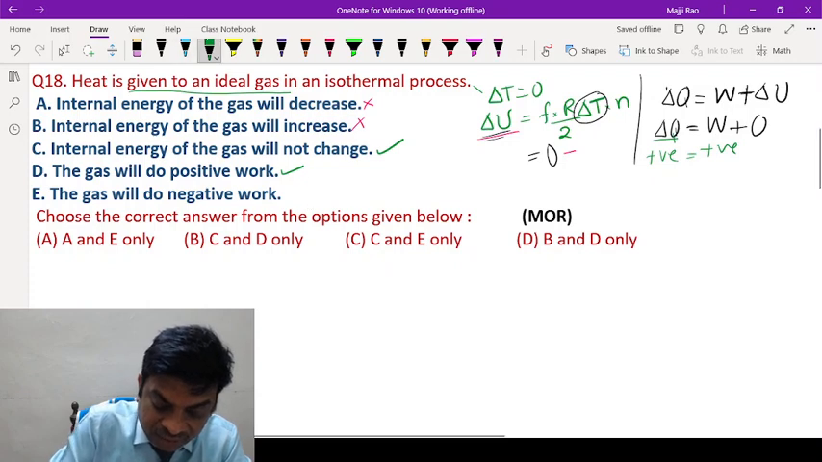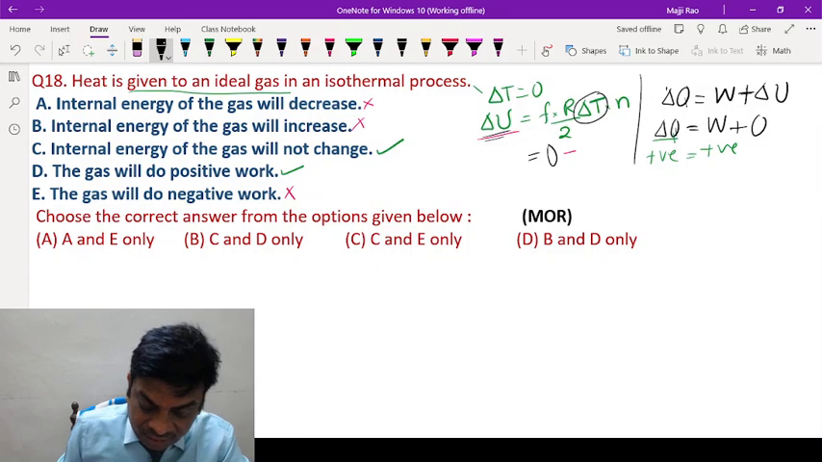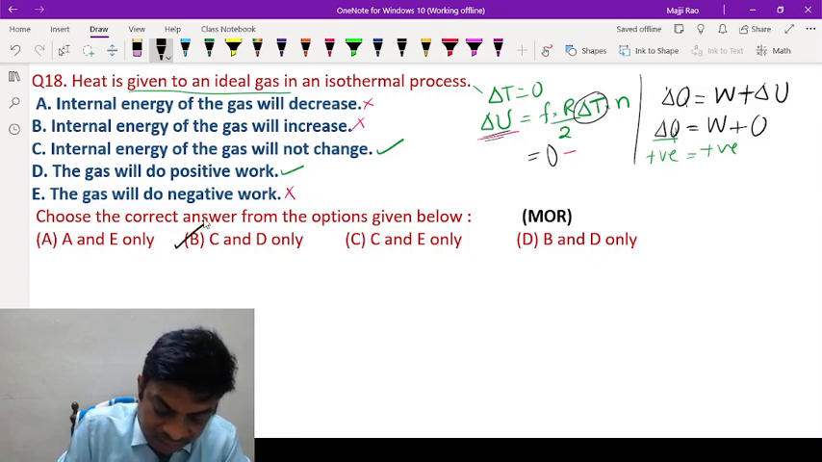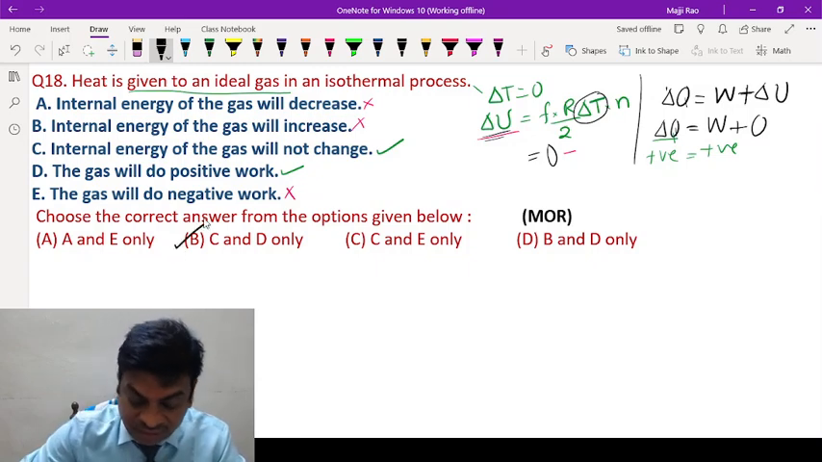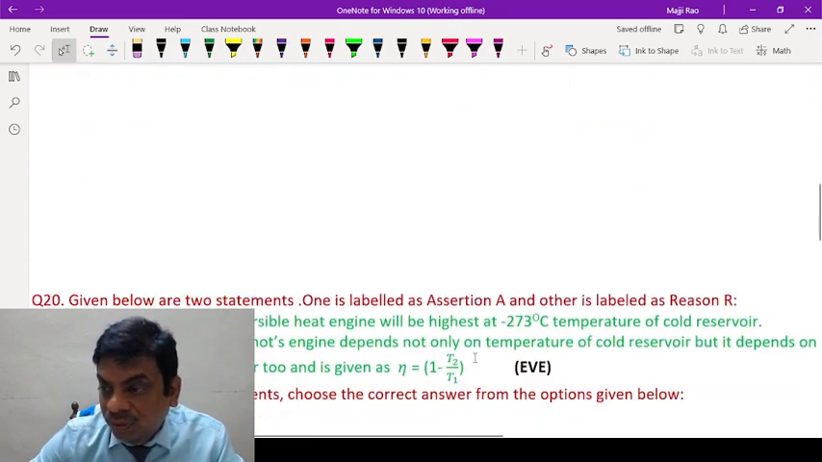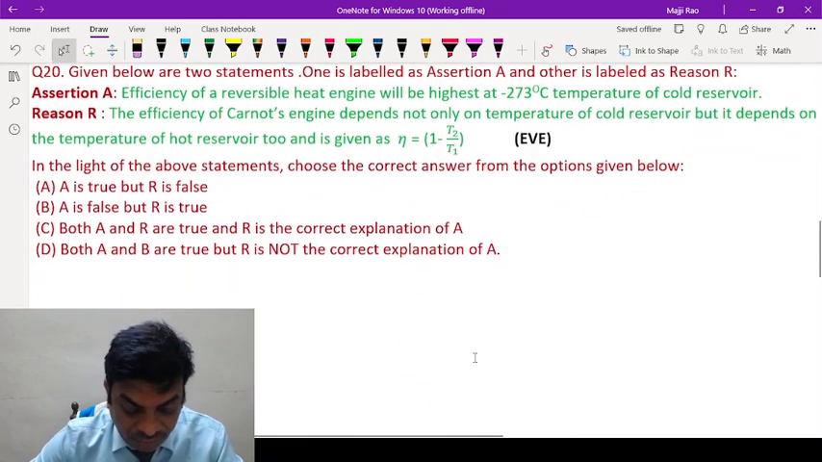The gas will do negative work. This is wrong. So C and D are the correct statements. So B option will be the correct option. Moving on to the next question.